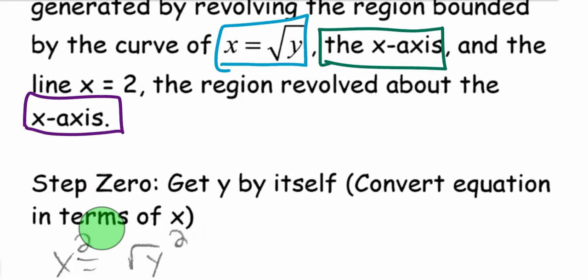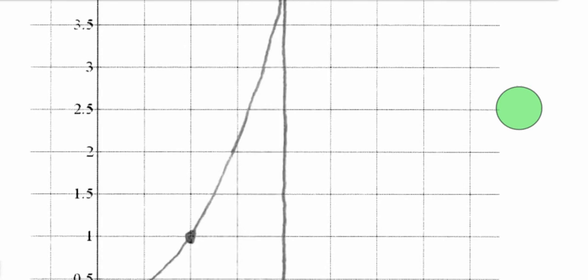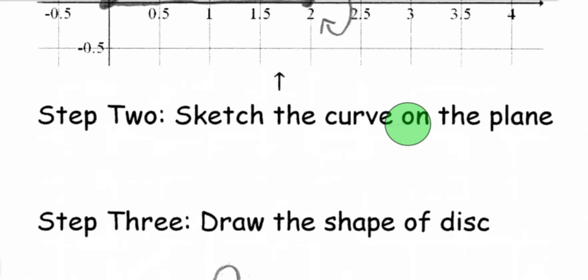Now the other curve that we have, the x-axis, is already y equals 0. So there's no y in that equation. It's already technically in terms of x. That's 0x, so that one's good. Now we're going to draw the Cartesian plane for step 1. Step 2 is basically already there. You're going to draw the curve on the plane.